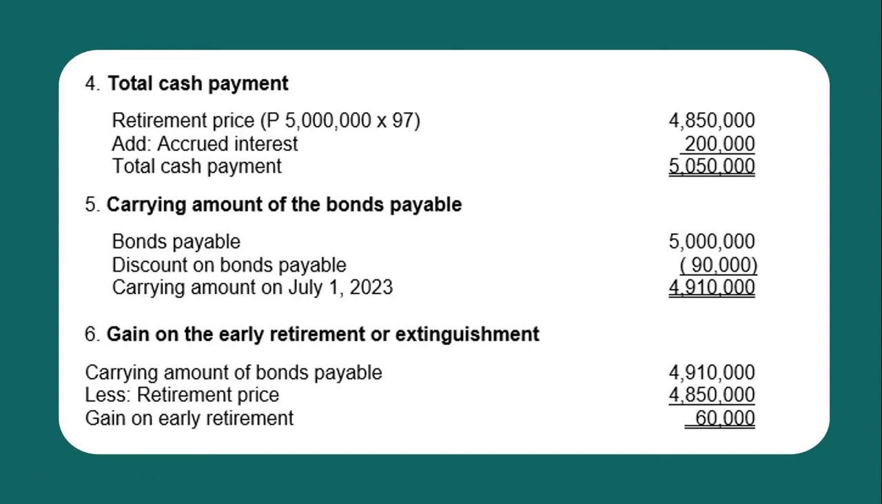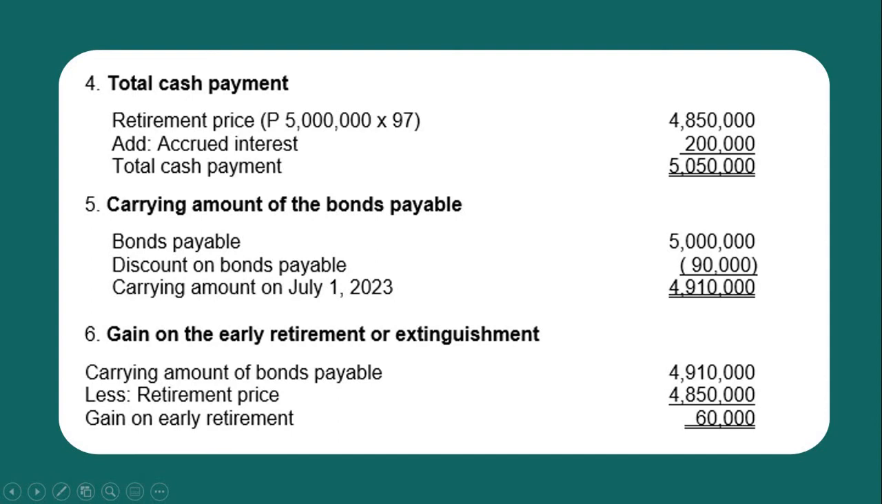Then last but not the least, determine the gain or loss on retirement. So again, the gain or loss on retirement is the difference between the retirement price and the carrying amount of the bonds retired. So the carrying amount is 4,910,000 and the retirement price is 4,850,000. Therefore, the difference is 60,000. And since the carrying amount is more than the retirement price, therefore this difference is considered as gain on early retirement or extinguishment, or gain on early retirement of the bonds, 60,000.